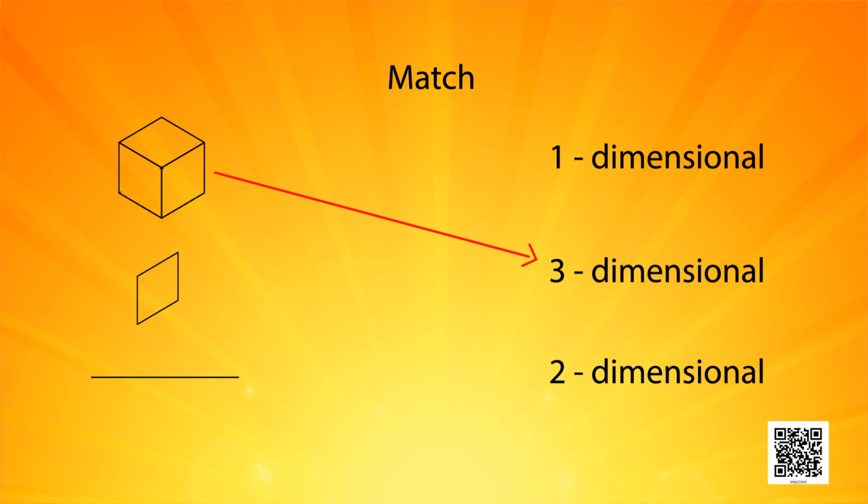Second figure, you can see it has only length and breadth. So what does it mean? It means it is 2-dimensional. So we join this figure with 2-dimensional. And the third one is a straight line. And as we know, a line has no width. So this is 1-dimensional. We join this line with 1-dimensional.